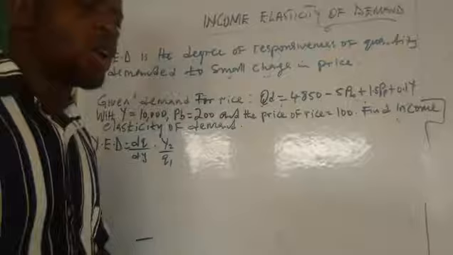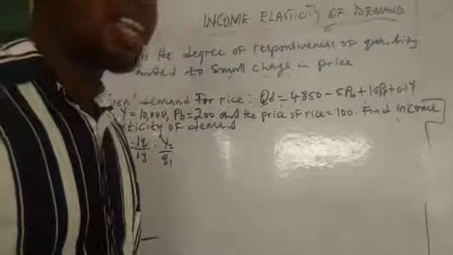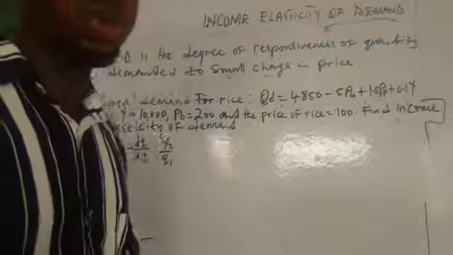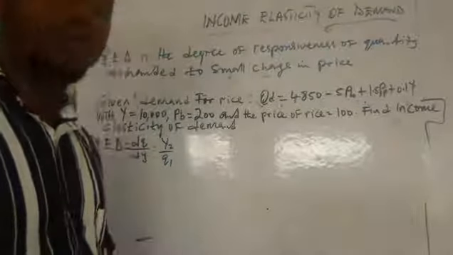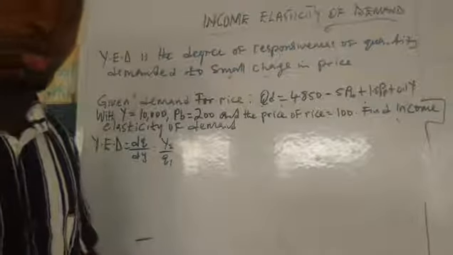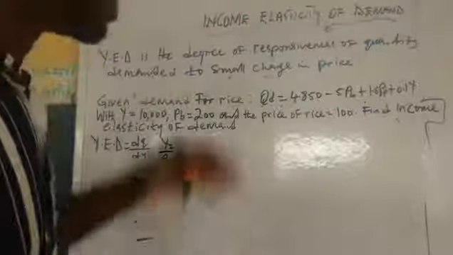Normally as a consumer, when you earn more, definitely you want to increase your consumption. You want to increase your quantity demanded. But to what extent will that be? And if your income falls, automatically you want to reduce your consumption. To what extent will that be? That is the concern of income elasticity of demand.